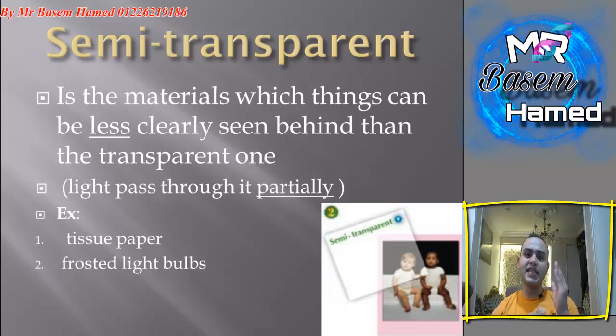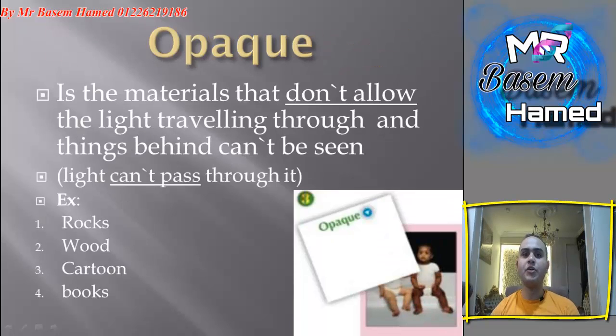Semi-transparent materials are the materials which things can be less clearly seen behind. We can see behind them, but less clearly, as the light passes through them partially. That means part of the light can pass through. These materials are like the tissue paper and the frosted light bulbs, so we can see the image but less clearly. Number three, the opaque materials.